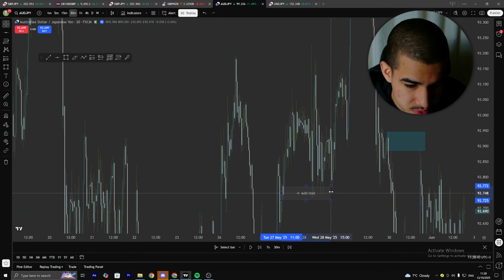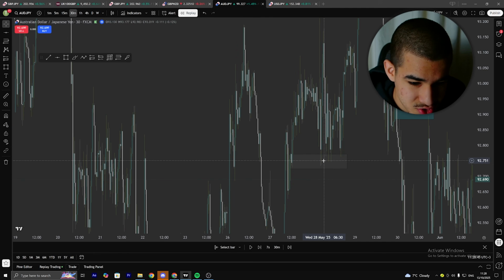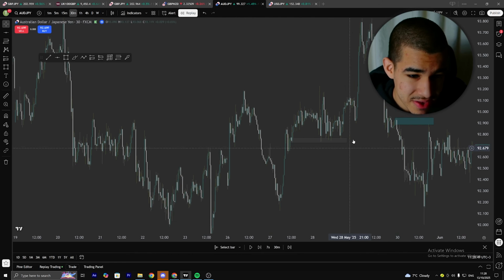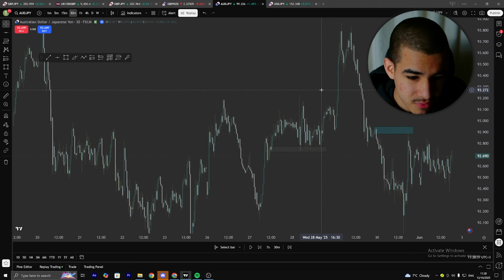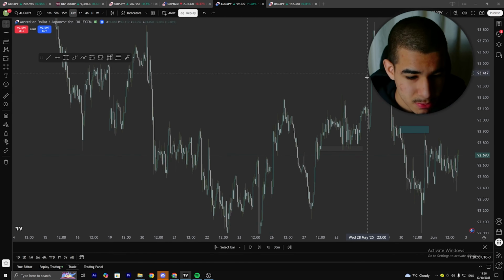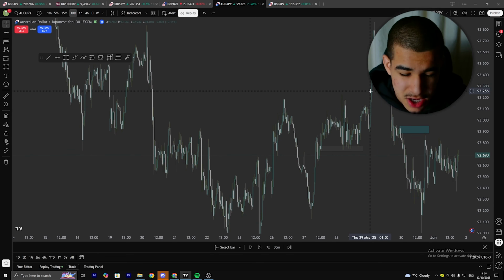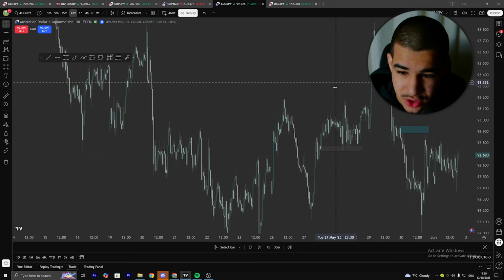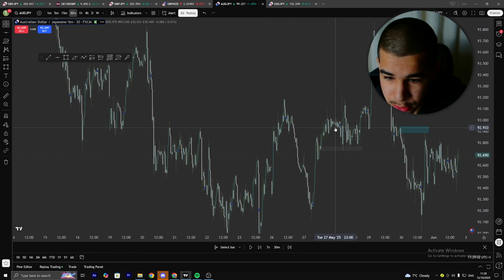So it means the zone is pretty strong. As you can see, you have 1, 2, 3, 4, 5, 6 taps inside the zone. And then once it tapped the last time right here, it just pushed all the way up. So I would rate that setup about like a B minus or even a C plus setup. So you need to identify those high probability setups.